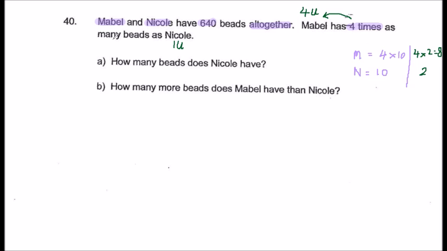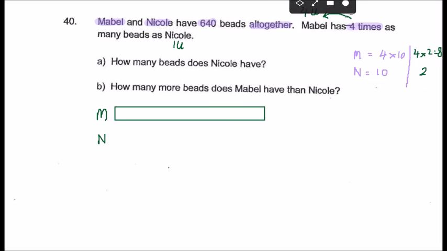So 4 times as many bits as Nico. Mabel 4 units, Nico 1 unit. This is how we are going to draw the model. This is Mabel, this is Nico. Mabel we draw how many units? 4 units, so draw longer. Divide into 2 first, then divide into another 2, we get 4. Then Nico would be 1 unit. And altogether, it will be 640.